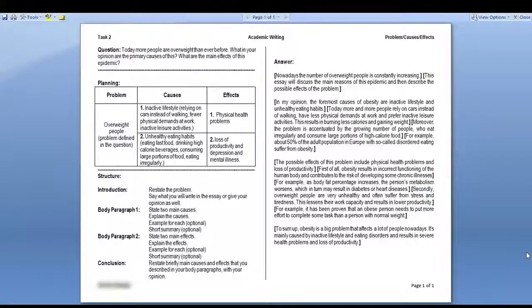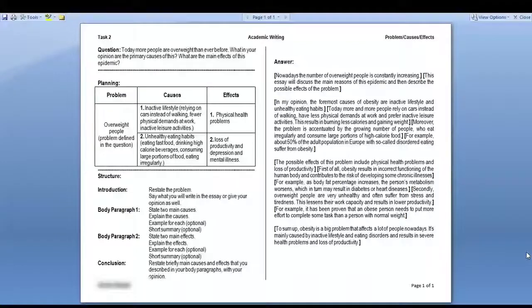Now let's look at the planning stage. Now as I said before, there are 3 things in this question. One of the things will be given in the question itself and 2 things you will have to answer. The problem is already given in the question, that is being overweight. So I have written the planning portion as problem, overweight people, problem already defined in the question. And the question is asking us to write the causes as well as the effects. That means what are the causes of being overweight and what are the effects of being overweight.